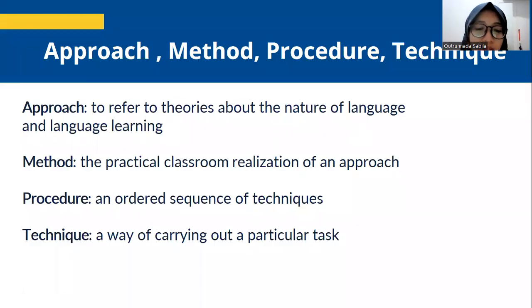Okay, first we will discuss the differences among approach, method, procedure, and technique before we go further into the methodology used in teaching language. People use the term approach to refer to theories about the nature of language and language learning. These provide the reasons for doing things in the classroom and the reasons for the way they are done. Method is the practical classroom realization of an approach. The organizers of a method have arrived at decisions which will bring the approach they believe in to life.